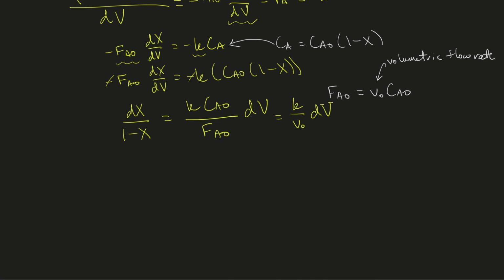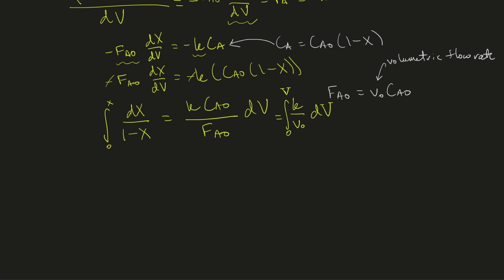And I'll call this a capital V just to make it clear this is different from our v0. And now we can integrate these equations. So I can take the integral of both sides. We're going to integrate from some value of V equals 0 to some other V at the end of the reactor. And we're integrating from 0 to some value of x.